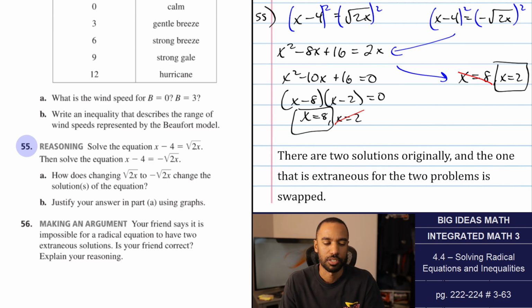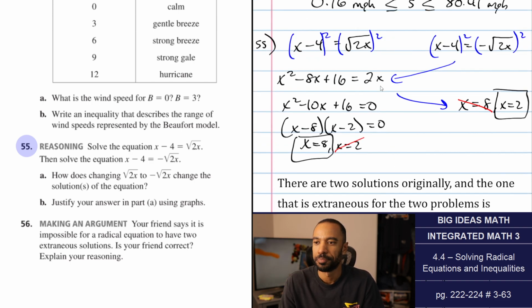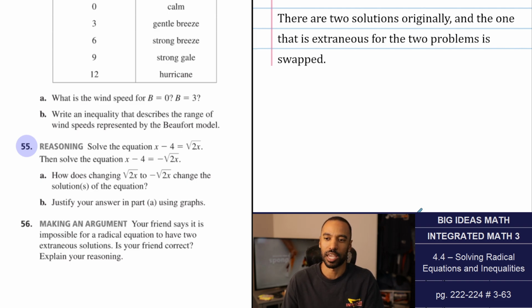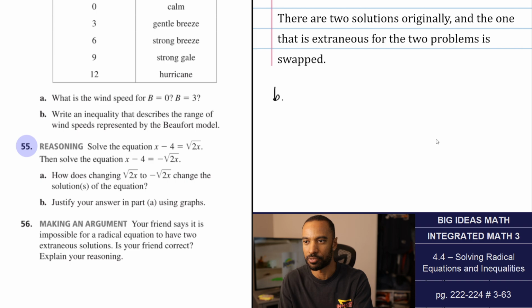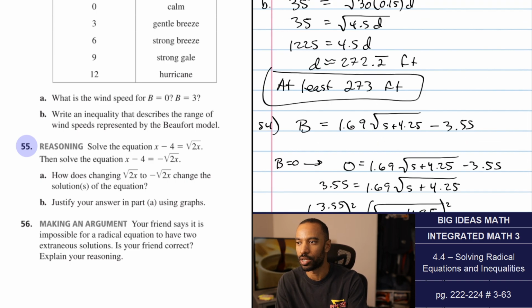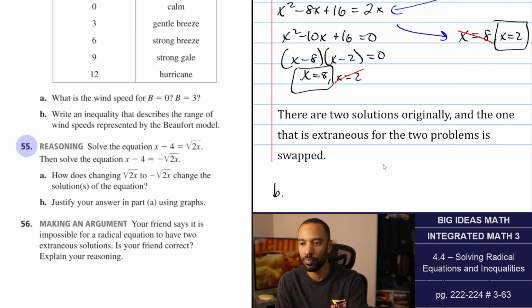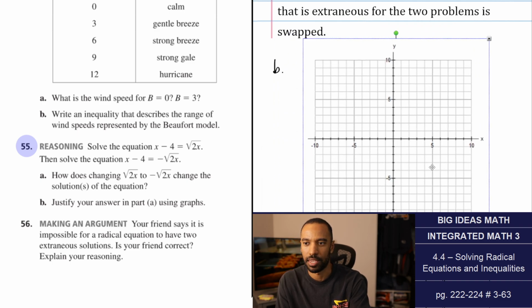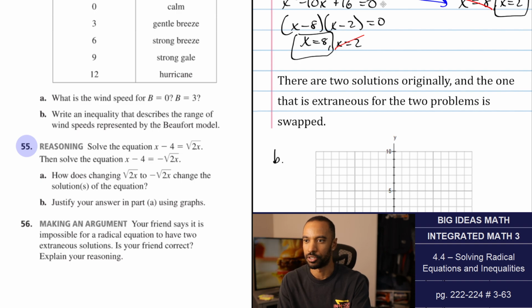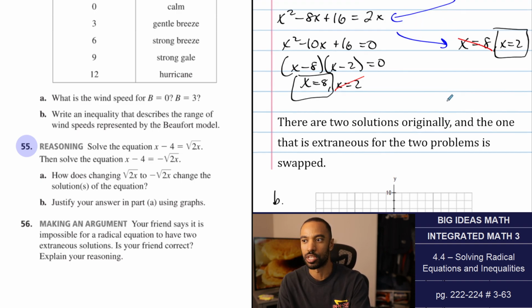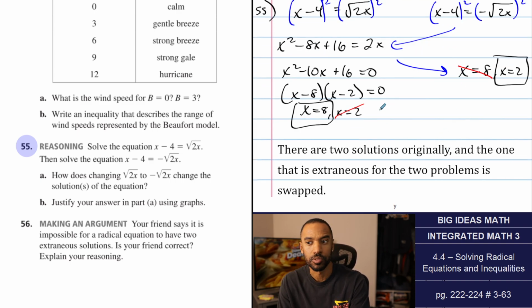Part B, justify your answer using graphs. Well, I'm gonna do a rough sketch of the graph, and it's just because I've done so much explanation of this already, that this is a problem that, again, I explained before the book does. That's not the book's fault. They're doing it on their time. But I want to cover those things beforehand because not everyone's going to hit these problems.